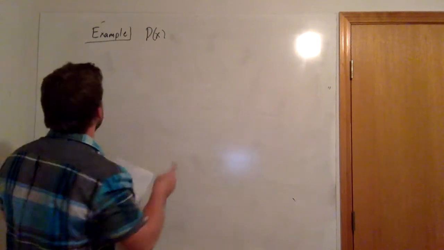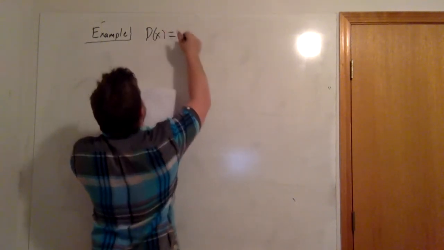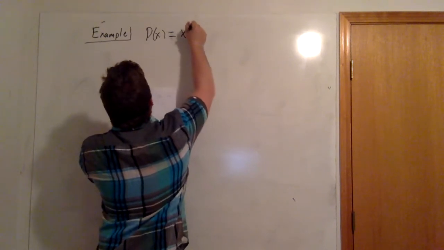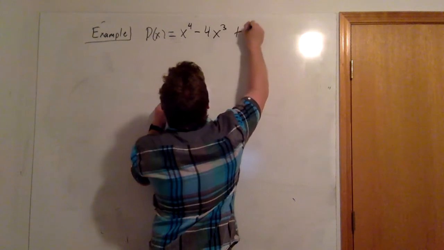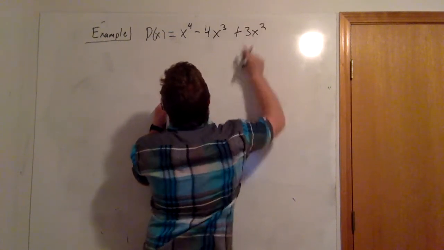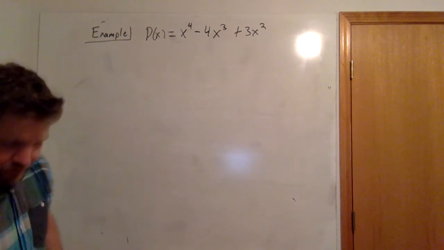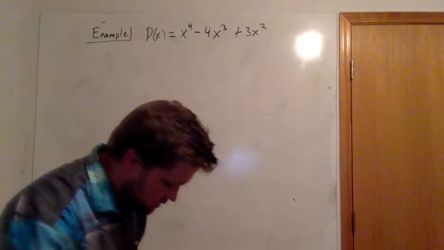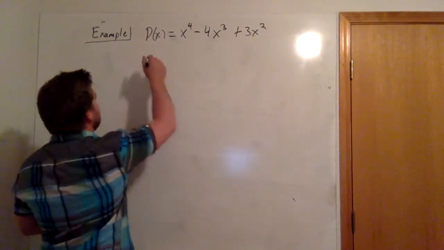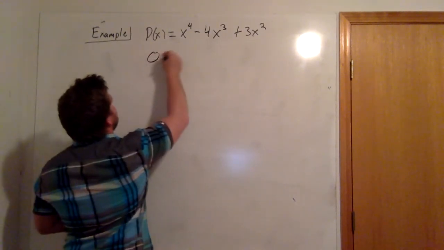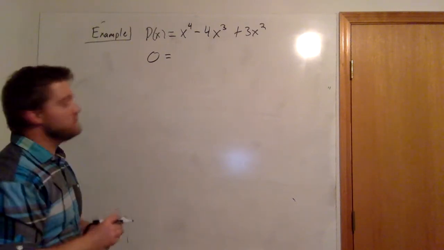So our next example, let's say p of x is equal to x to the fourth minus 4x cubed plus 3x squared. So the first thing I'm going to do here is go ahead and find the roots. So I want to know when the outputs of the function are 0. Again, I didn't say this, but go ahead and pause the video and try this on your own first.